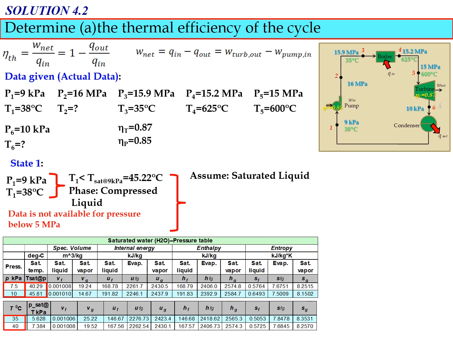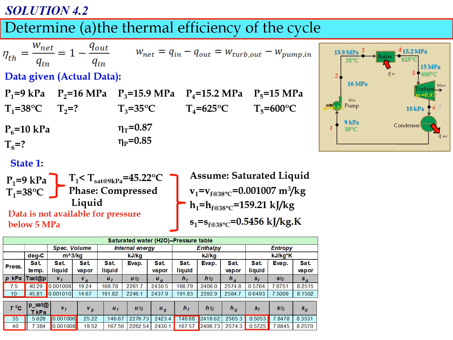So we need to make interpolation to determine the important information for the temperature of 38 degrees Celsius. From the table, we can determine the value of V1, where V1 equal to Vf at 38 degrees Celsius equal to 0.001007 meter cubed per kg. We can also determine the value of H1, where H1 equal to Hf at 38 degrees Celsius equal to 159.21 kJ per kg.